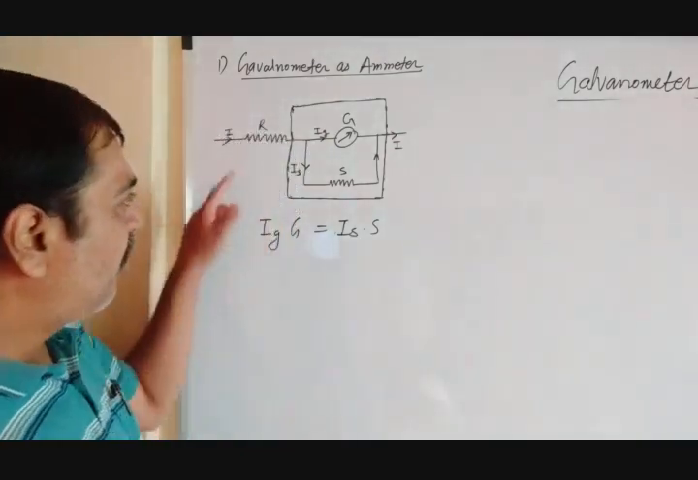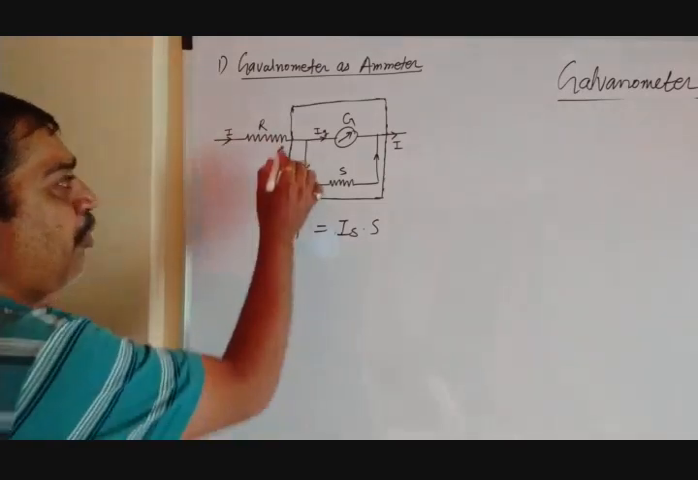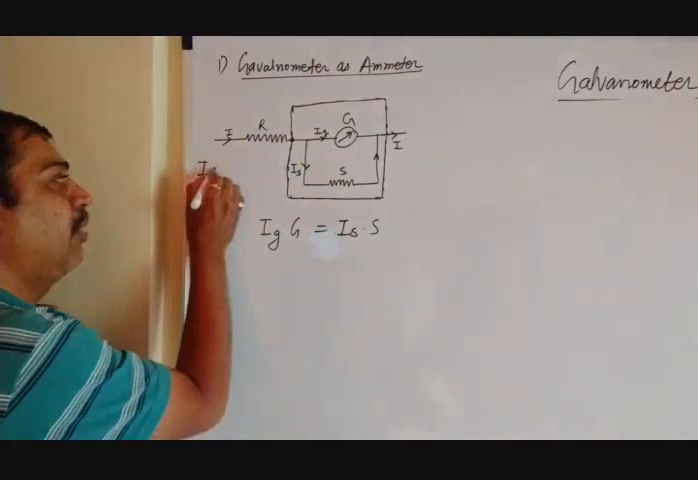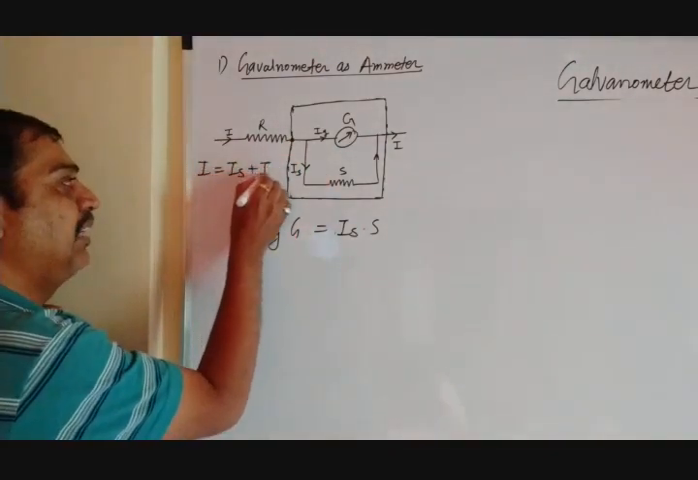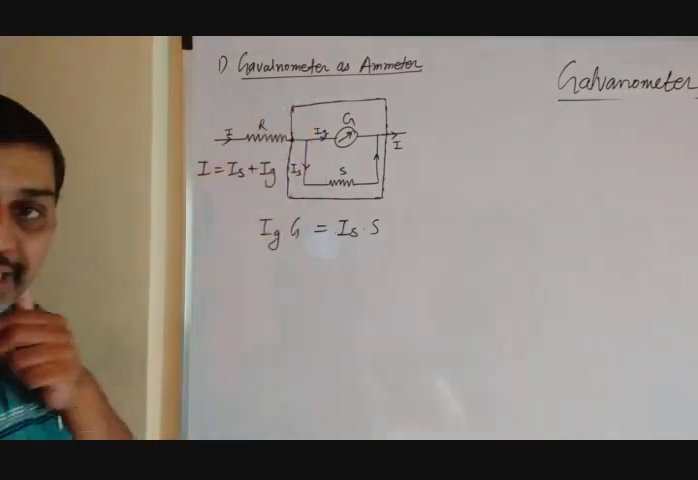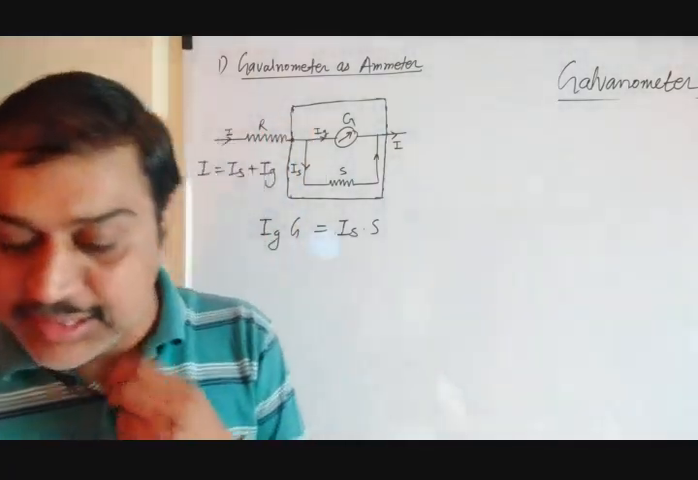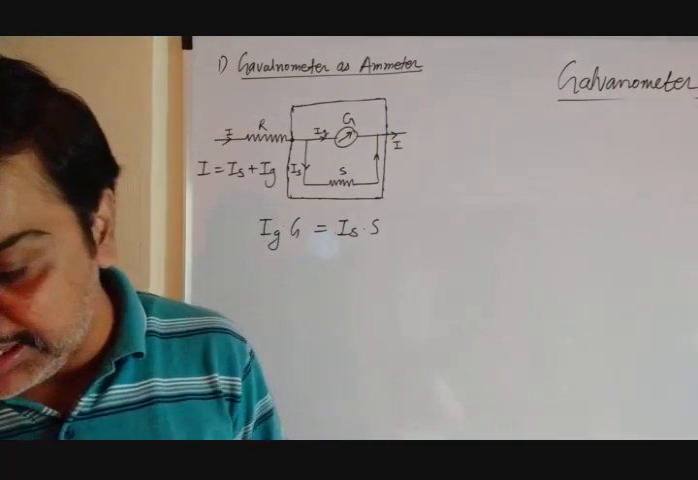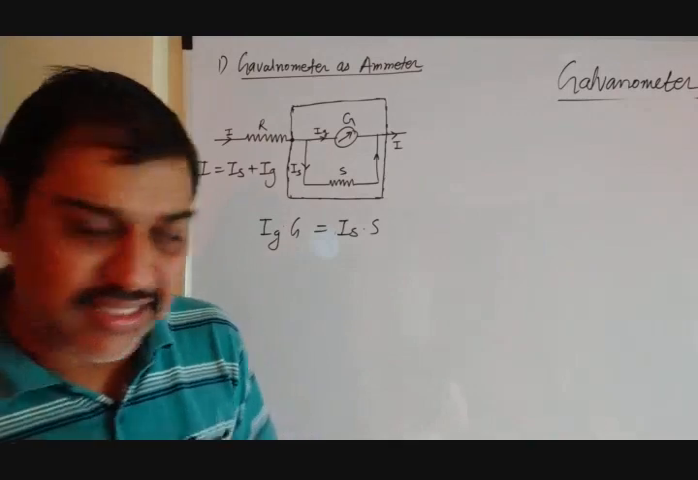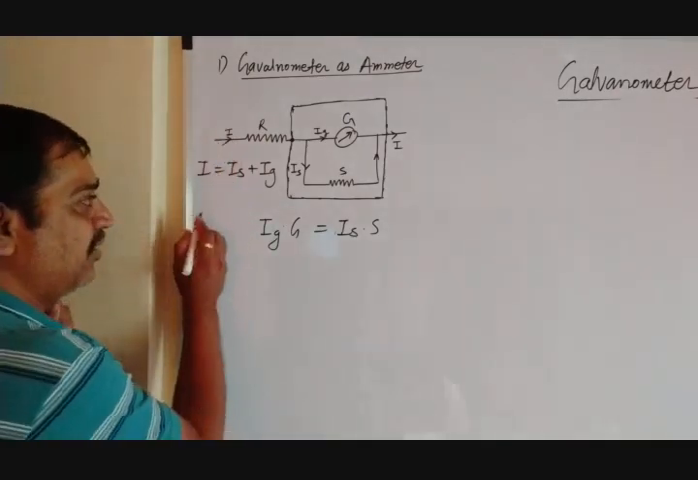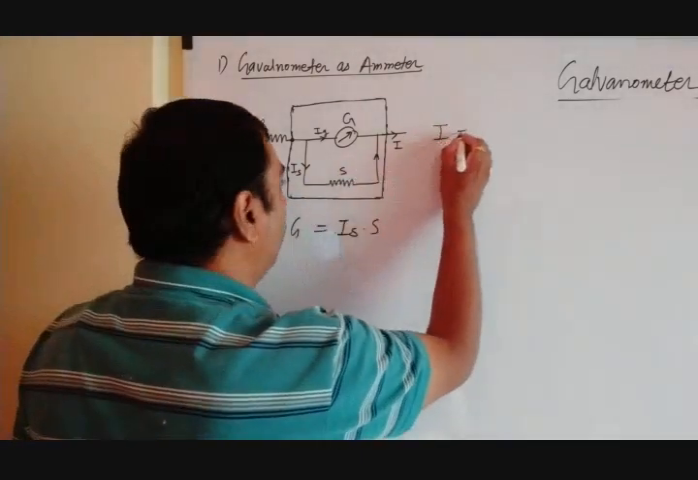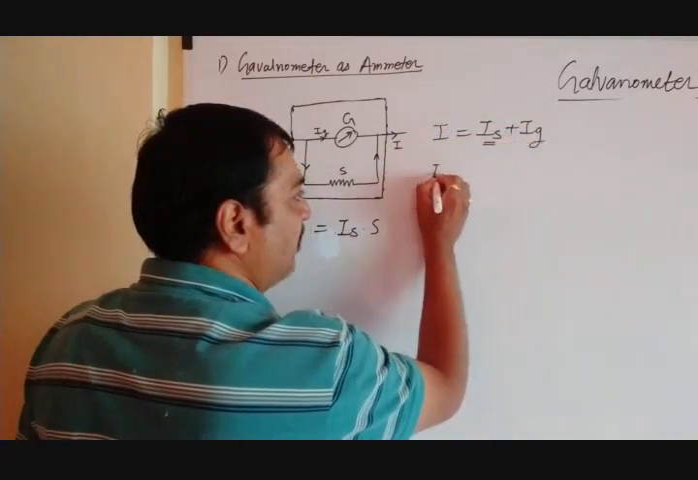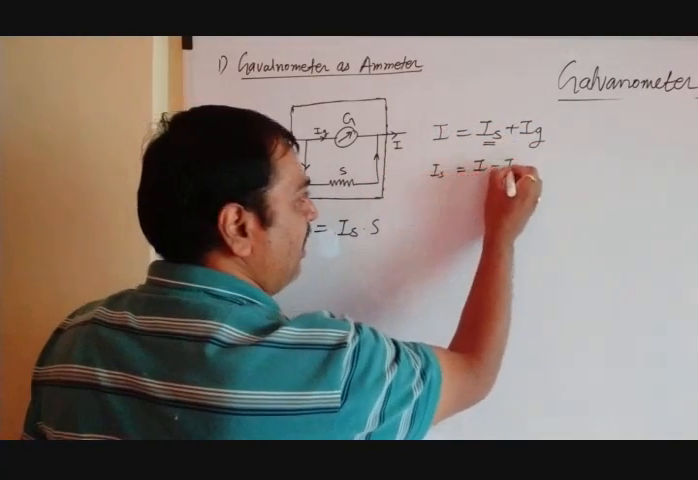Now let's see here, from this diagram we can write that I gets split at this point into two parts. I equals Is plus Ig. At this point it gets split into two branches. Some gets passed to the galvanometer, some gets passed to the shunt resistance. So we get I equals Is plus Ig. From this, find out the value of current Is. So I will write it here: I equals Is plus Ig. From this, find the value of Is. So Is equals I minus Ig.